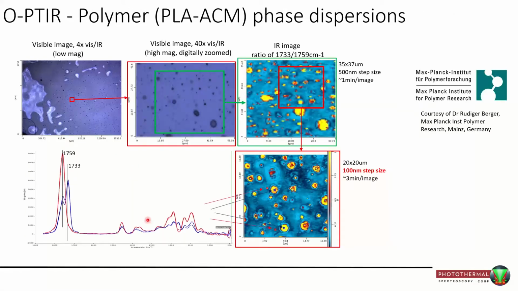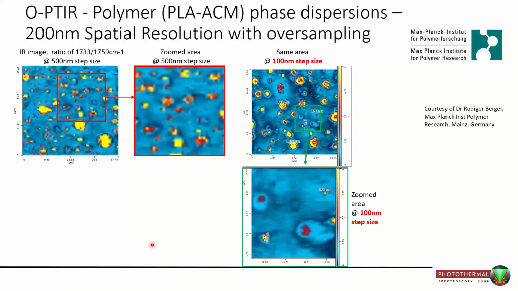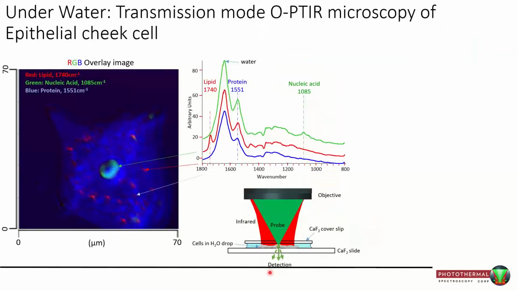Another polymer example, again, I'll go through pretty quickly. A quick coarse IR measurement versus an ultra high resolution 100 nanometer step size measurement shows lots of little domains and big domains, and clearly resolves spectra as well from that. And in the following slides, you can see some of these are as little as 275 nanometers.